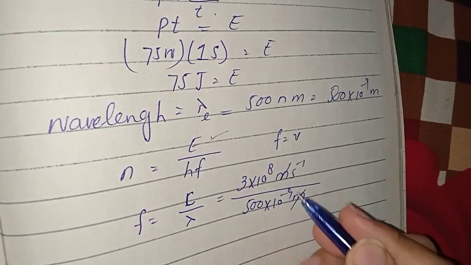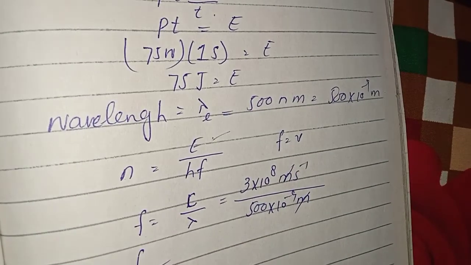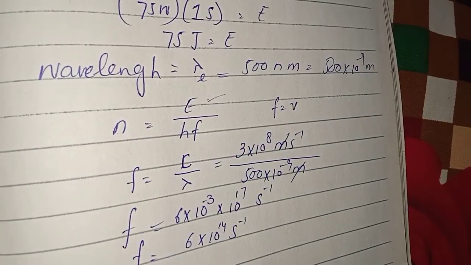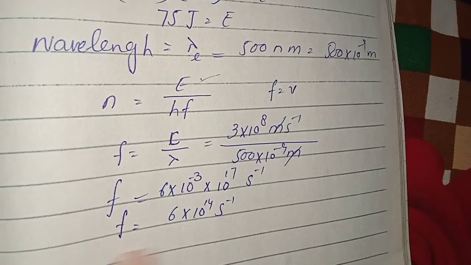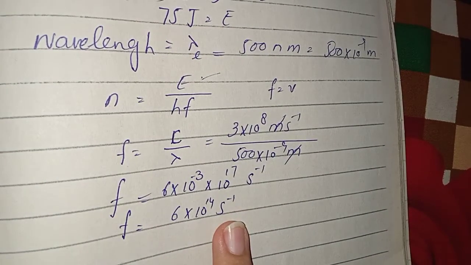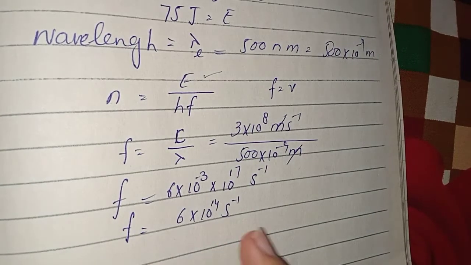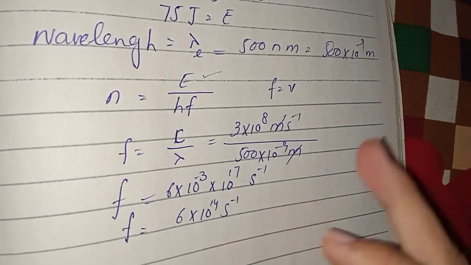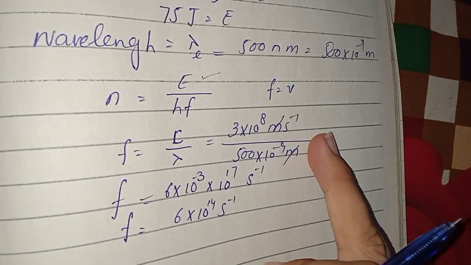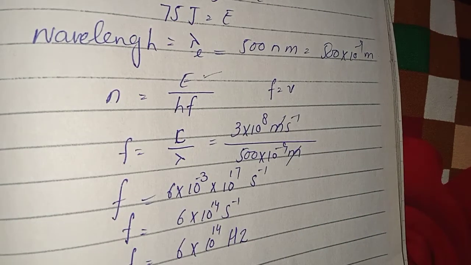Meter will be cancelled with meter, and after solving this I get the value of frequency, which is equal to 6 into 10 raised to power 14 per second. Per second is the unit of frequency. Hertz is also the unit of frequency, and per cycle is also used. I wrote per second because I derived it from this formula, and you may change it into hertz. It doesn't affect the solution of your question.